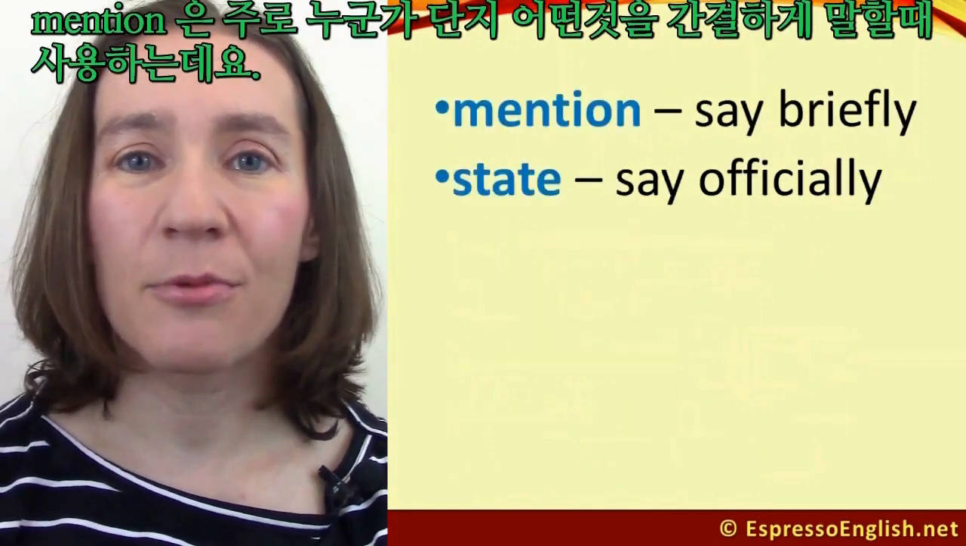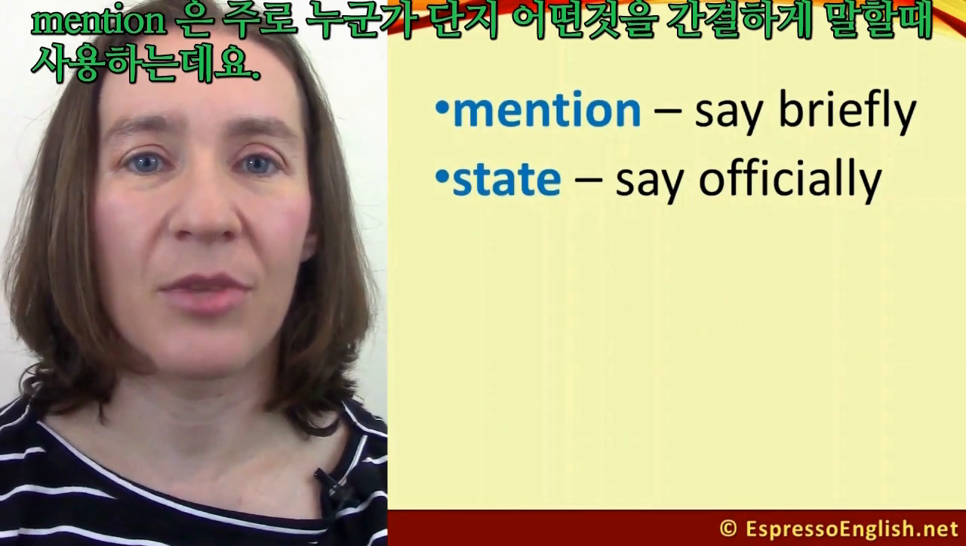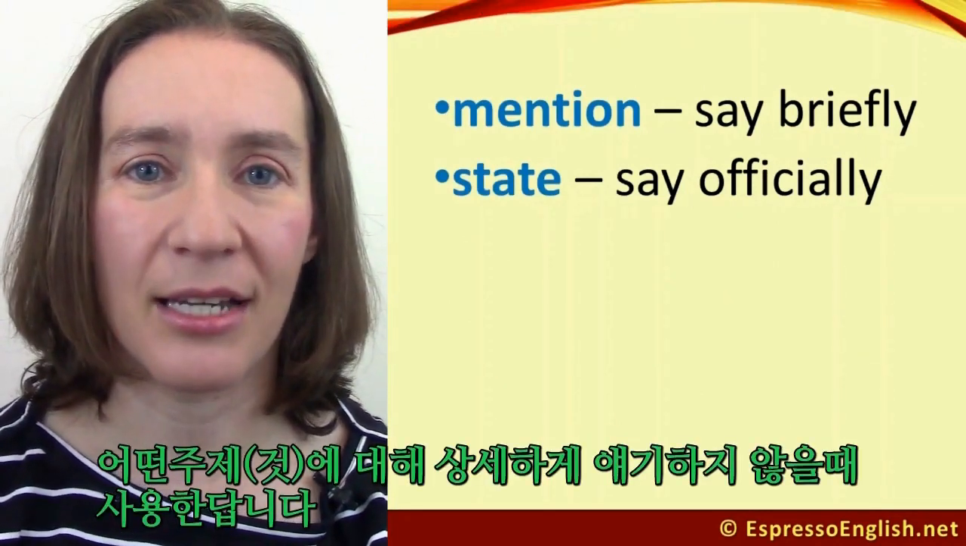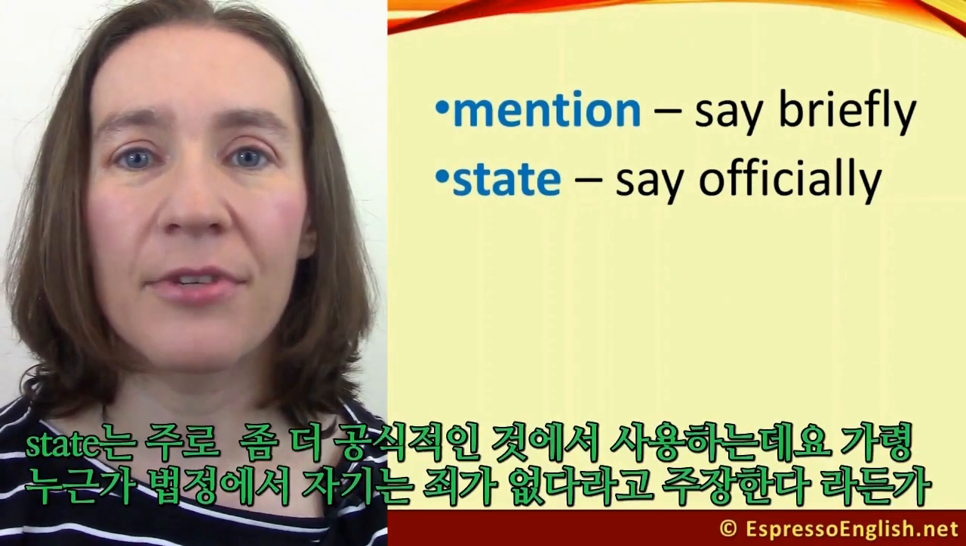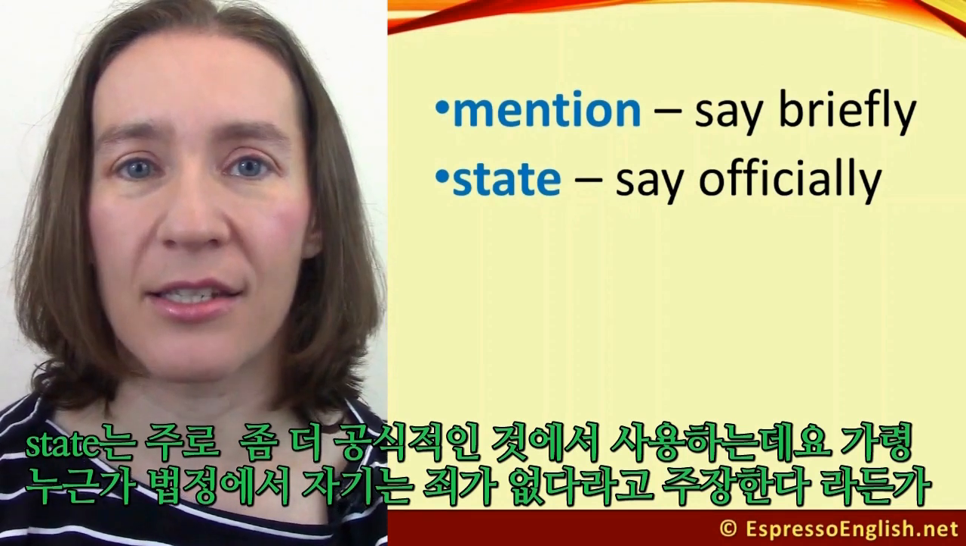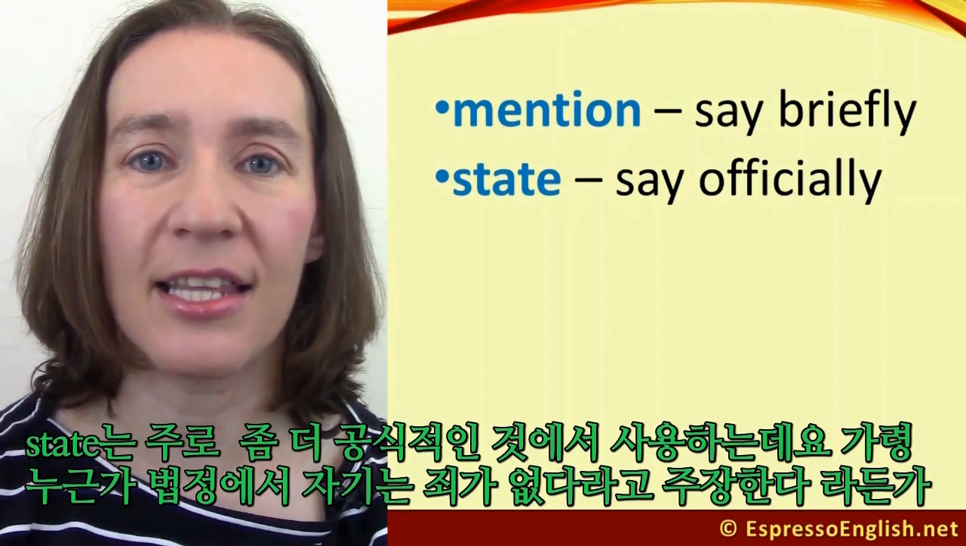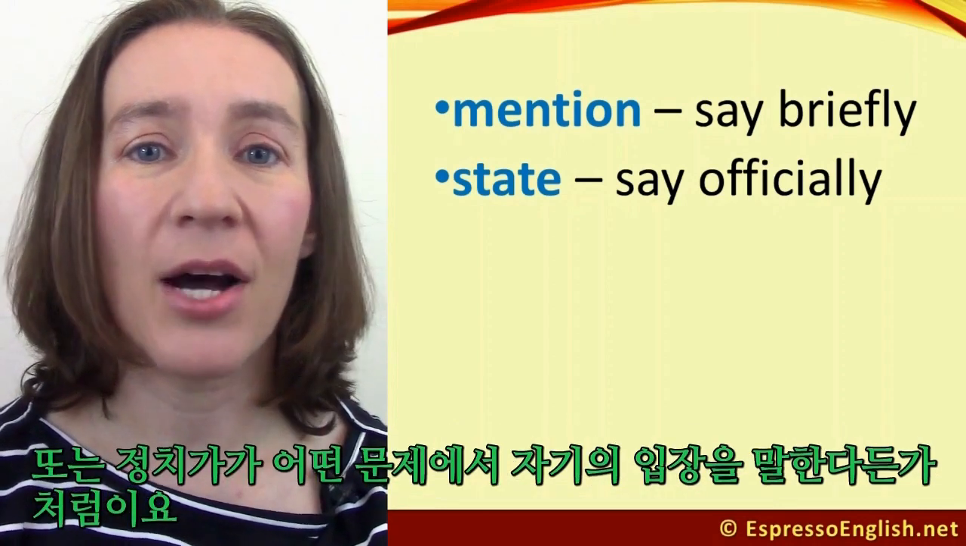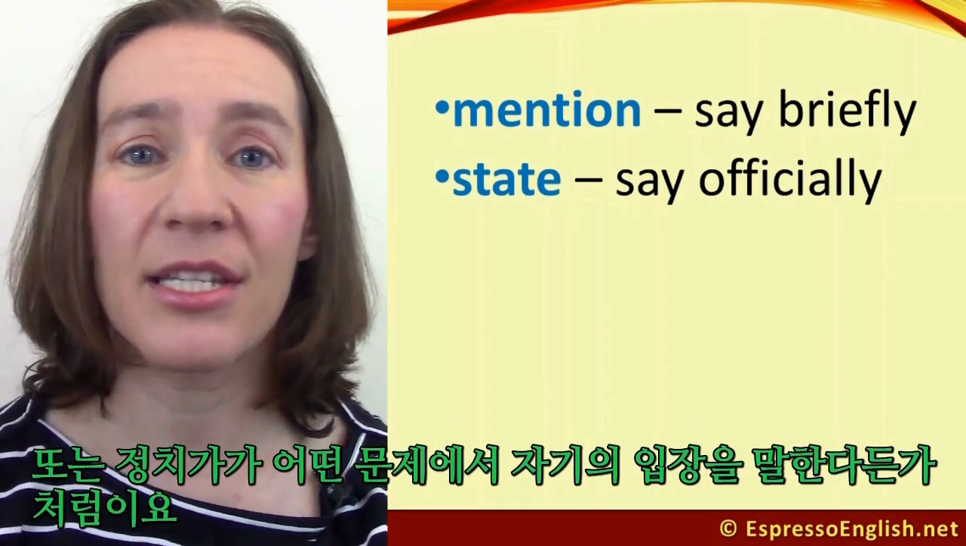Mention is often used when someone just talks briefly about something. They don't talk in detail about the topic. And state is often used for somewhat more official things, like when a person on trial states that they are innocent of a crime, or a politician states his or her position on an issue.